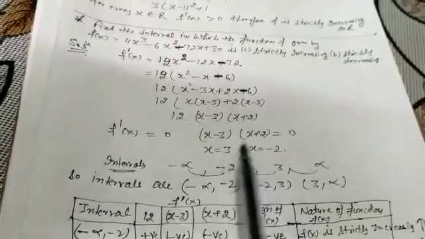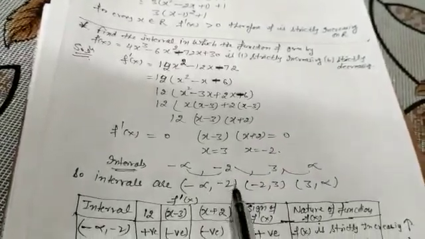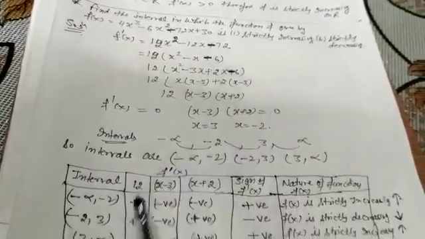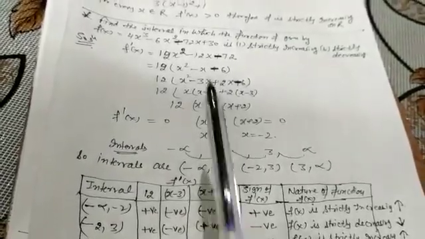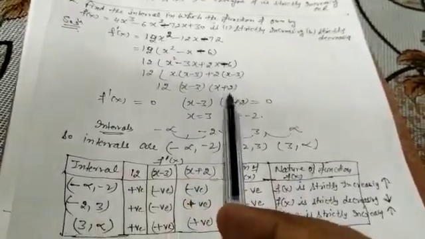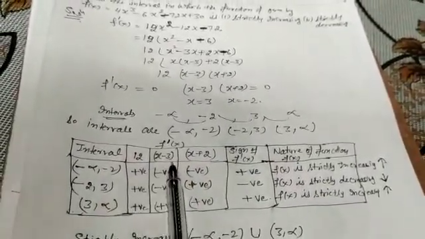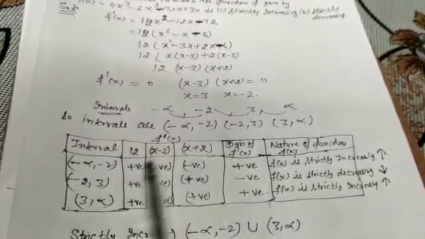Remember, the number of critical points, whatever you get, the number of intervals is always one more than that. Now, regarding these intervals, we check the behavior of the function f dash x. f dash x actually has three terms: 12, x minus 3, x plus 2. I write down here 12, x minus 3 and x plus 2, and I want to check the behavior of each factor during that interval.